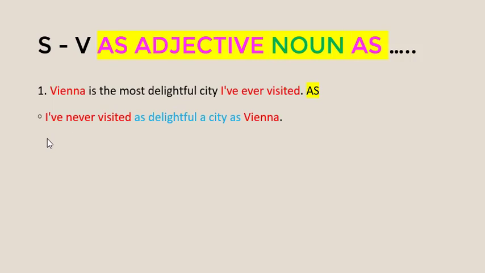Okay, let's take a look at the answer. I've never visited. As, this is the cue. Let's put it here, as. And then adjective. The adjective is delightful, taken from this word. And then noun. The noun is city. It becomes the city. I've told you guys that if you use as, the article the has to be put before the noun. This is number 1. Let's continue to number 2.